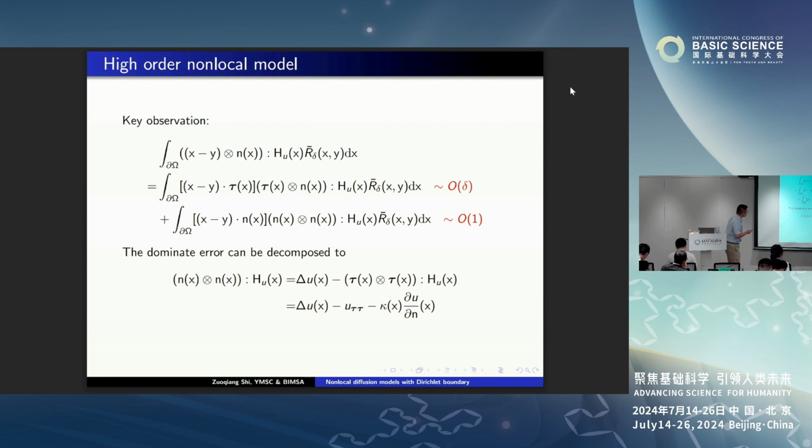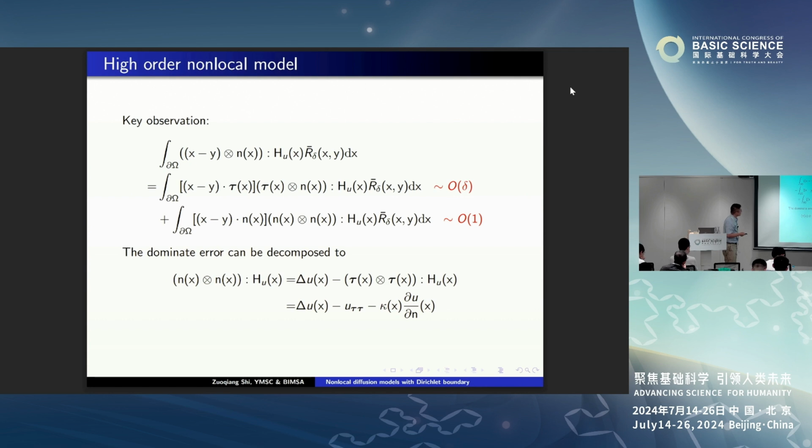How to do that? This Hessian matrix in the normal direction can be written in this form. It is just the trace of the Hessian matrix, which is the Laplacian operator, Laplacian u, minus the Hessian matrix in the tangential direction. However, with the Dirichlet boundary condition, we know the value of u on the boundary. So we can compute these tangential derivatives.